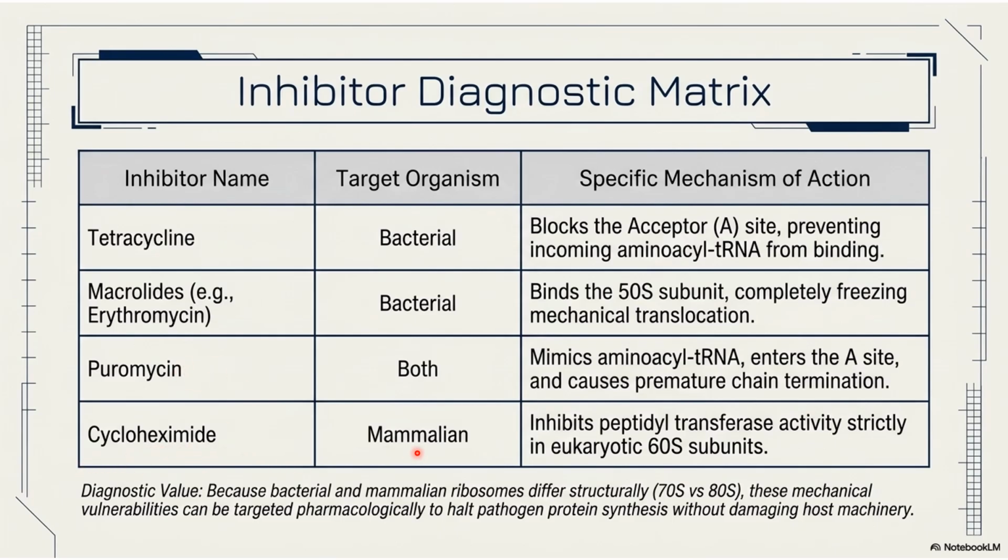Cycloheximide inhibits the peptidyl transferase. The peptidyl transferase is the enzyme needed for peptide bond formation during protein synthesis. So that will be inhibited, and protein synthesis will not take place efficiently.